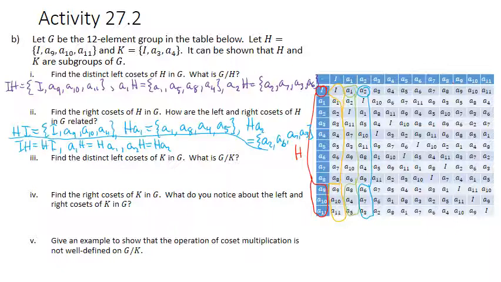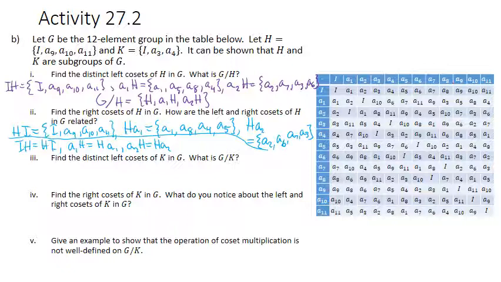So now let's look at part 3. Find the distinct left cosets of K in G, and then what is G mod K? Oh, I think we forgot to do that on part A, right? So let's actually go back and do that really quick. So G mod H is just simply the set consisting of IH, or just H, I should just call it H by itself, and then A1H, and then A2H. So that's G mod H.